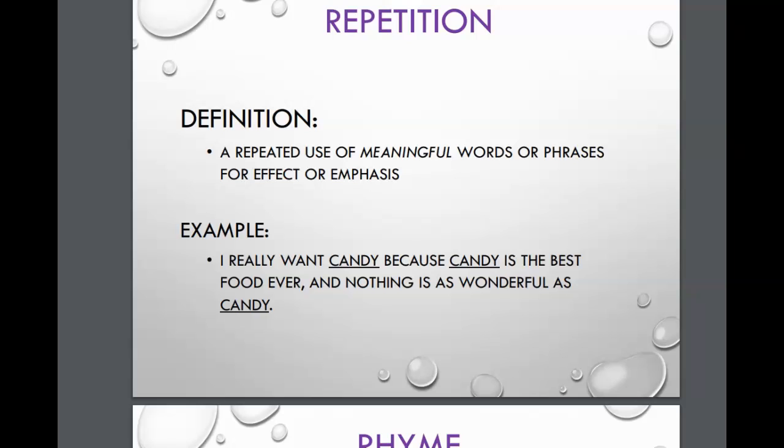So for repetition, repetition means to repeat, and that's what it is. It's when the poet decides to repeat the use of meaningful words or phrases for effect or emphasis. Again, they're taking important words or phrases and saying them multiple times in the poem so that the reader really notices them. For example, I really want candy because candy's the best food ever and nothing is as wonderful as candy. They said candy 3 times, so they clearly want the reader to really notice and pay attention to that.